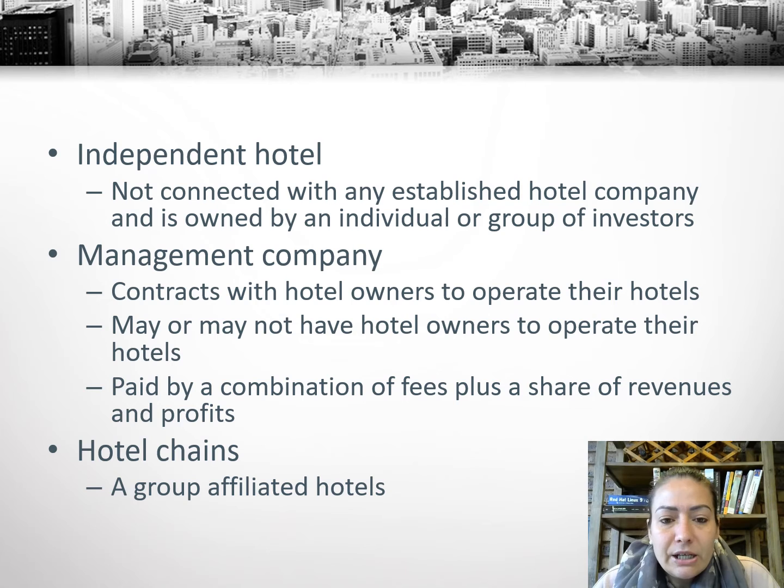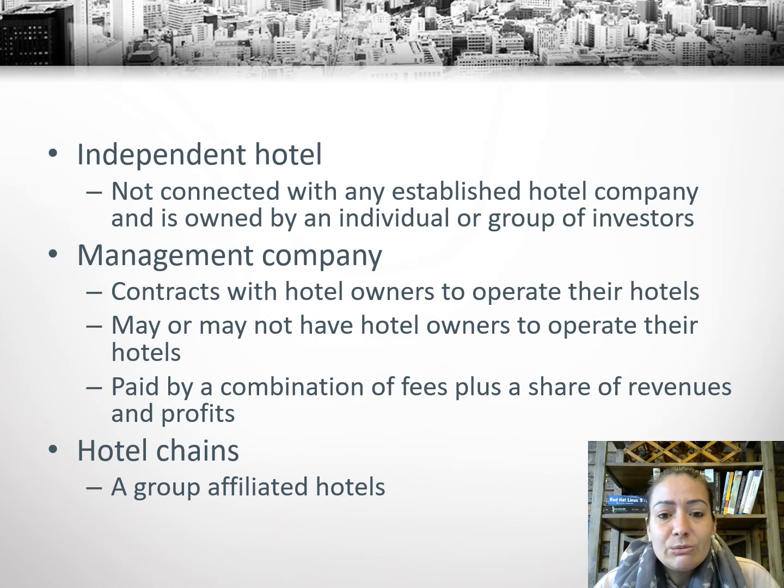Right, the next, you need to know the definitions. We'll be able to differentiate between independent, a management company, and a hotel chain. So obviously we've touched on independent and chain a little bit, so it's very similar. So an independent hotel, as we know, it's not connected with anything else. It is an established hotel company which is owned by either a group of investors or an individual. Okay, but it's not connected with any other established hotel or company. It's individual, their own name, their own brand.